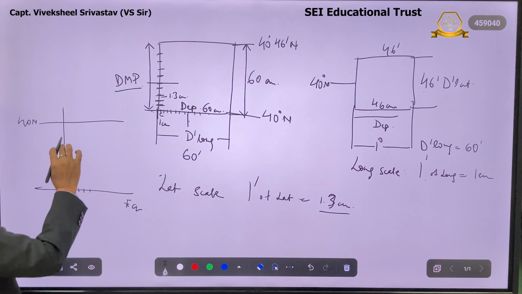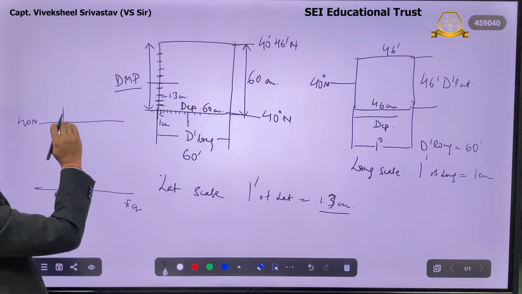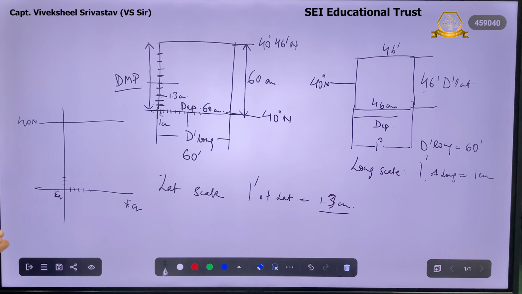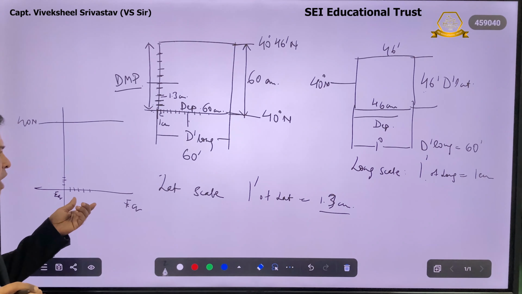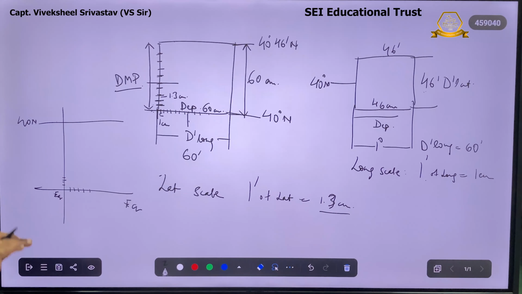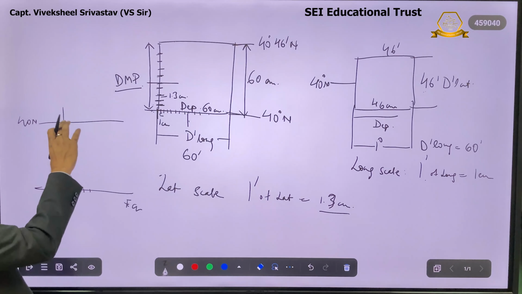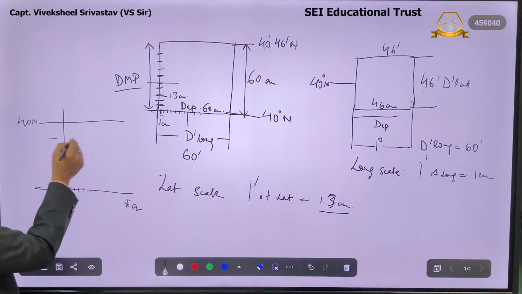Because this scale is expanding up till 40 north, there will be a certain amount of minutes of longitude that you can place. Up till 50 north, there will be much more minutes of longitude that you can place. 60 north, there will be much more. So it is expanding.